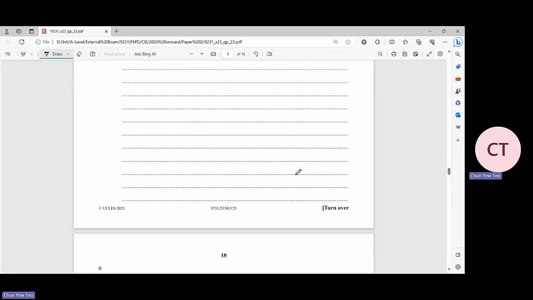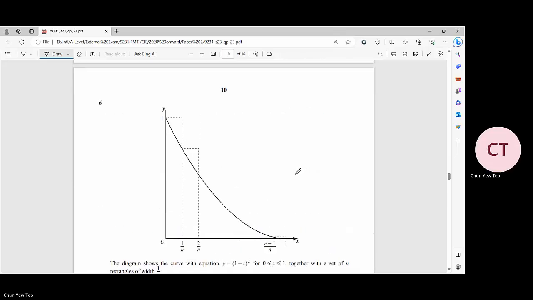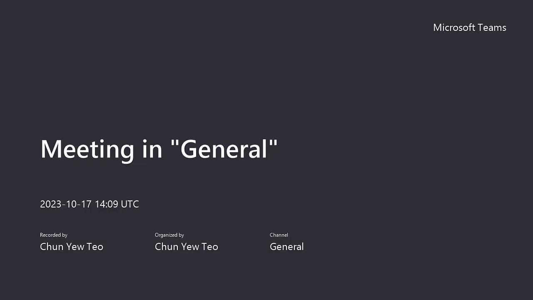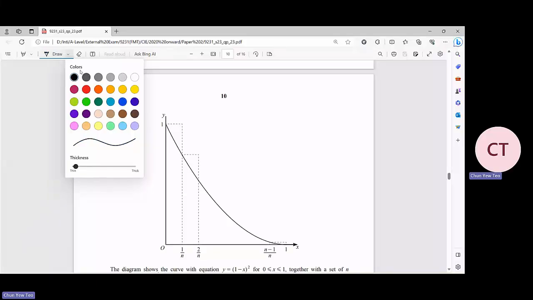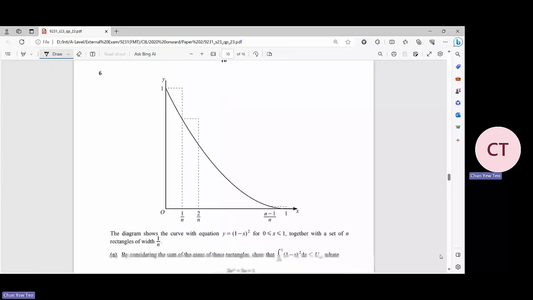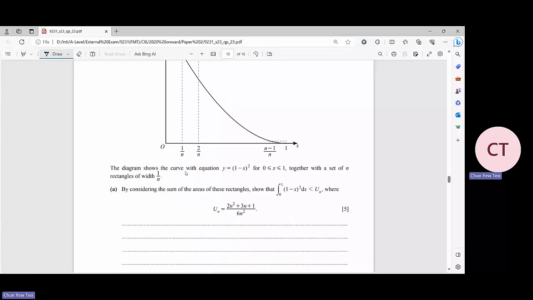So now move on. Okay, now we take a look at question number 6. The diagram shows a curve with the equation y equals 1 minus x squared, where x is between 0 and 1, together with a set of n rectangles of width 1 over n. So the width 1 over n means that the width of each and every one is 1 over n. And you have a total of n rectangles.